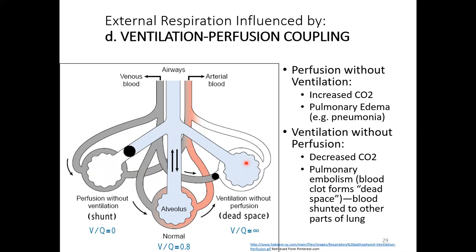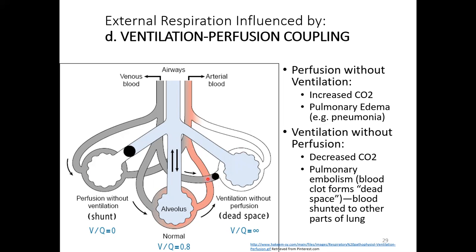On the other hand, if we have ventilation without perfusion, we call this dead space. Remember, when we first started talking about the respiratory system, I told you about anatomical dead space. Essentially, anatomical dead space is when air can flow, but there is no actual gas exchange, right? And that's a normal part of our respiratory system. In this case, this is pathological dead space, right?